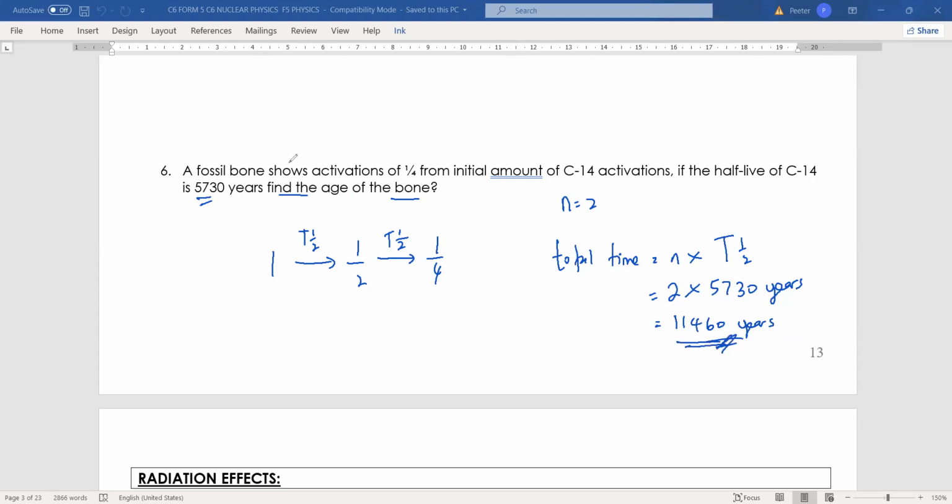So if you realize, the whole bone is 11,460 years old. This system shows that from the initial amount, after the first half-life, the remaining balance is half, then another half-life. So after the first 5,730 years, the balance is half. Another 5,730 years, the balance is 1/4. So 2 half-lives took place, the bone is 11,460 years old, right?